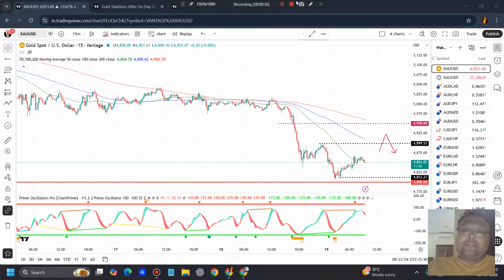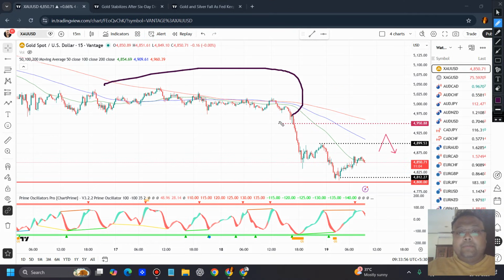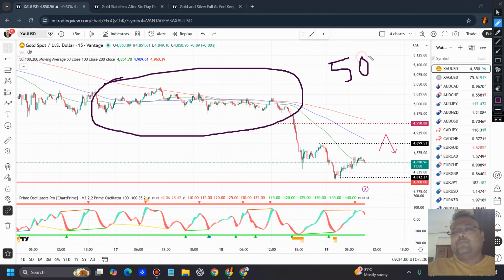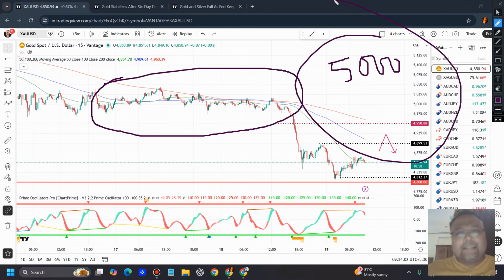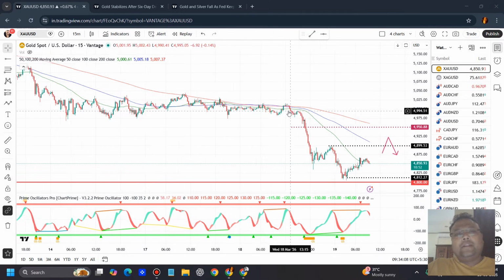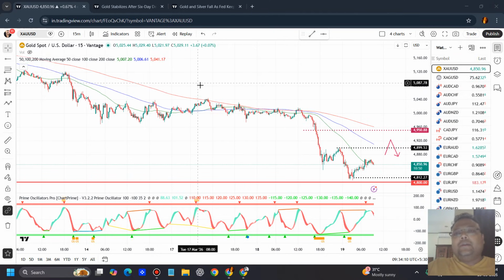When we were discussing gold in a previous video, gold was trading somewhere around the 5000 level, and as we all know, 5000 was acting as a magnet. The market was quite confusing around the 5000 area, but now more or less the weakness is quite clear on the chart here.